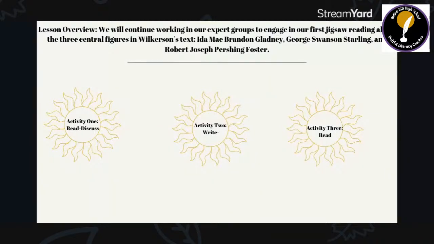In this lesson, students will continue working in their expert groups to engage in their first jigsaw reading about the three central figures in Wilkerson's text: Ida Mae Brandon Gladney, George Swanson Starling, and Robert Joseph Pershing Foster.